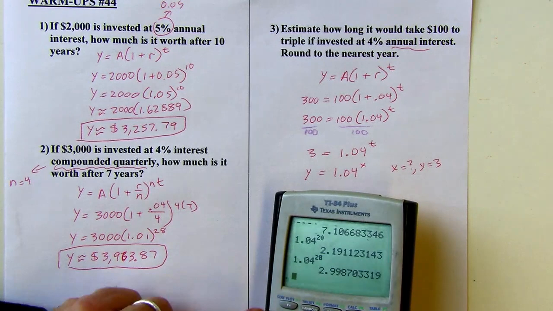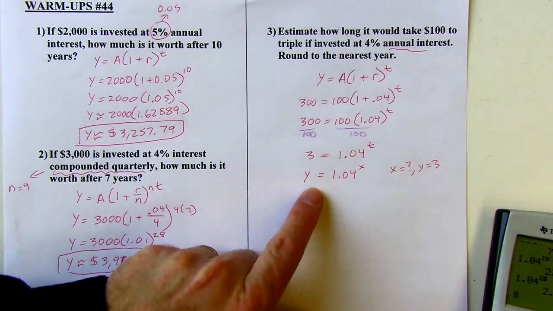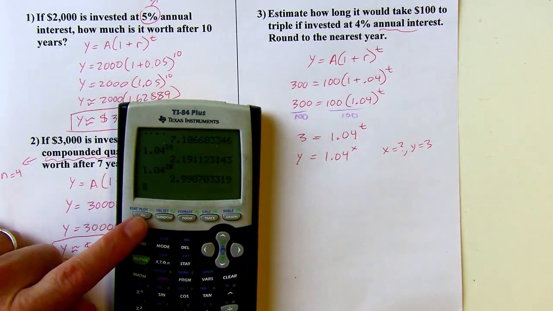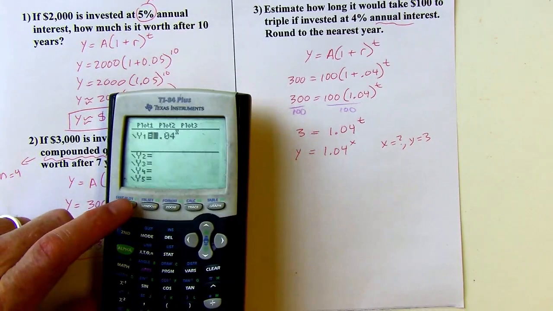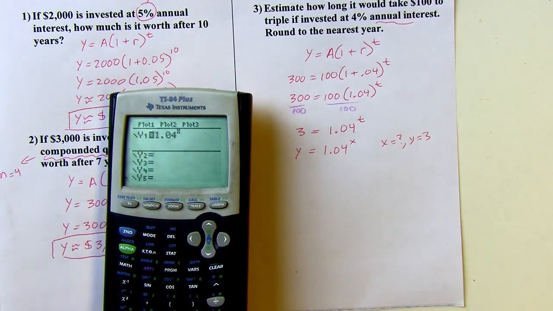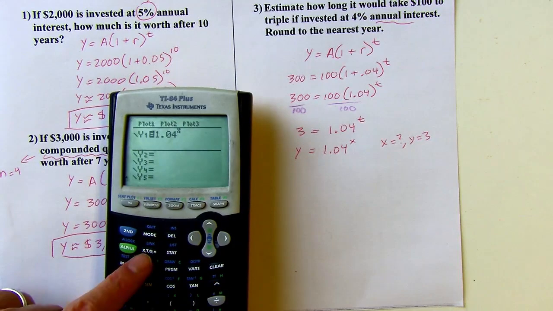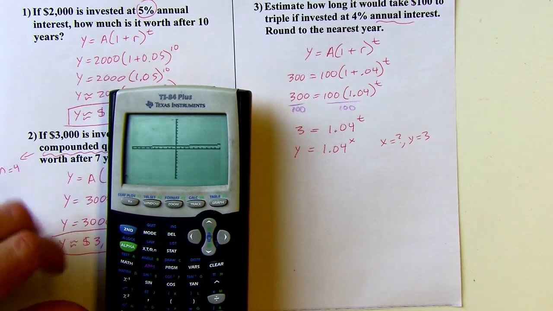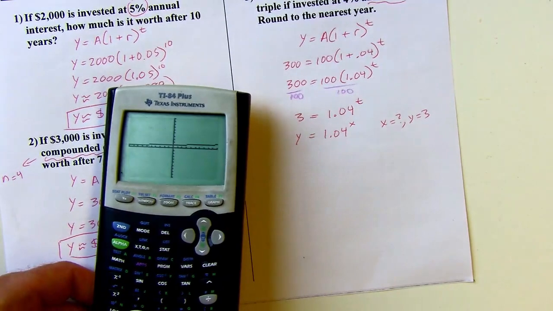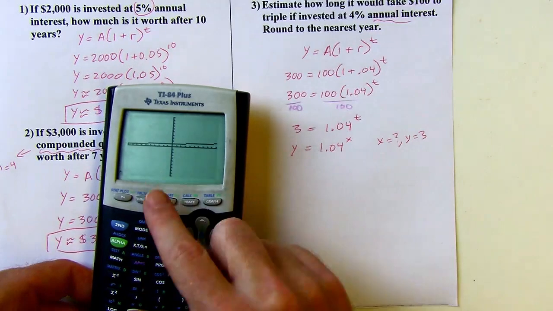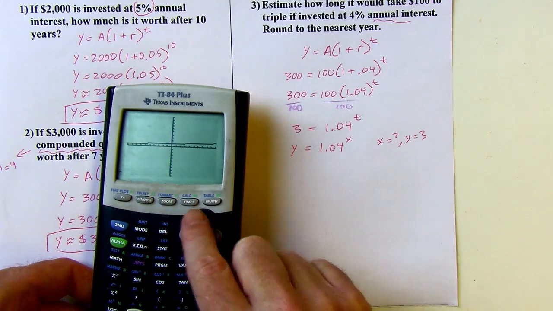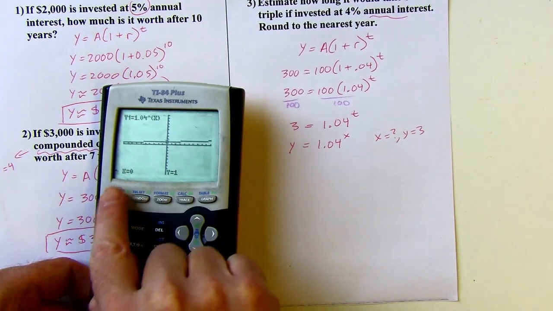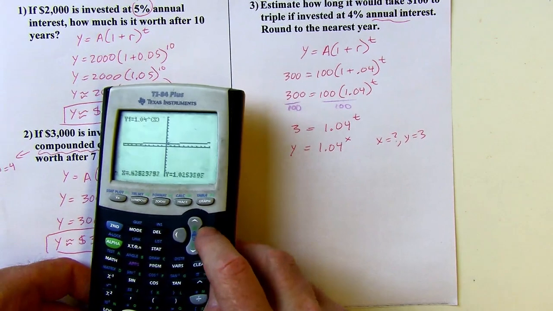So another way you can do this is you can graph this equation on your calculator. Okay, so I'm going to go to the y equals button up here, and I already typed it in, but 1.04 raised to the x, and I use this button for the x. Once you get in there, you hit graph, and it should spit out a graph that looks something like this. Yours may be a little bit different based on the zoom. And what you can do then is use the trace button.